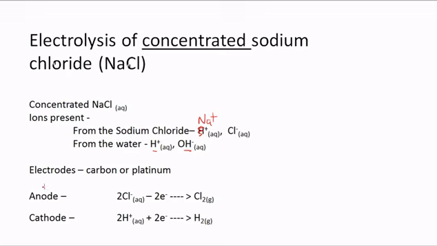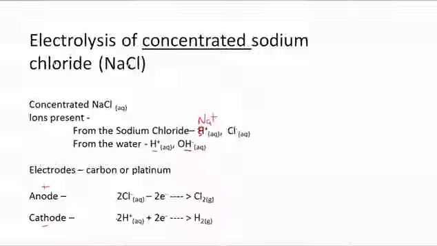The anode is positive and the cathode is negative. So at the anode, we expect the chloride ions and the OH- ions to move towards it. Now, because we are dealing with concentrated sodium chloride, the chloride ions are being discharged. So the equation is 2Cl- - 2 electrons producing Cl2 gas.